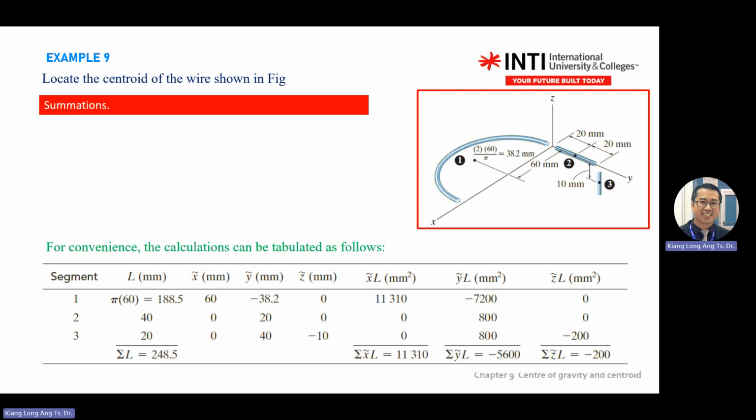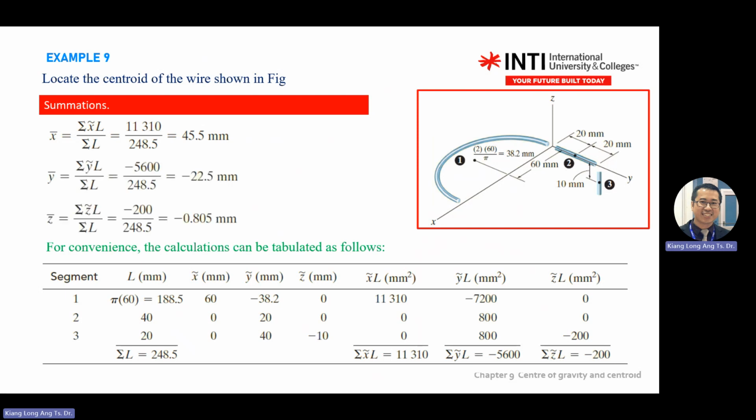Going back to the earlier equation, how do you find x bar, y bar, z bar? Referring to the equation just now, change the dw to dl. Same, right? X bar equals the sum of x curly L divided by total L. Do the same for z and y.